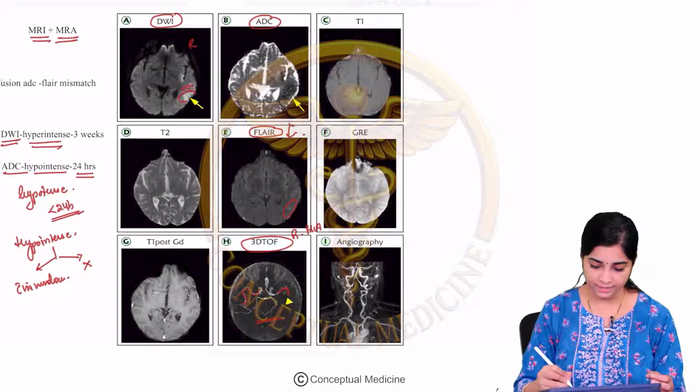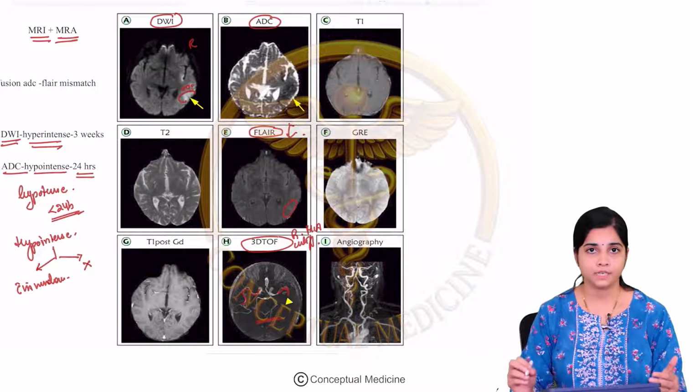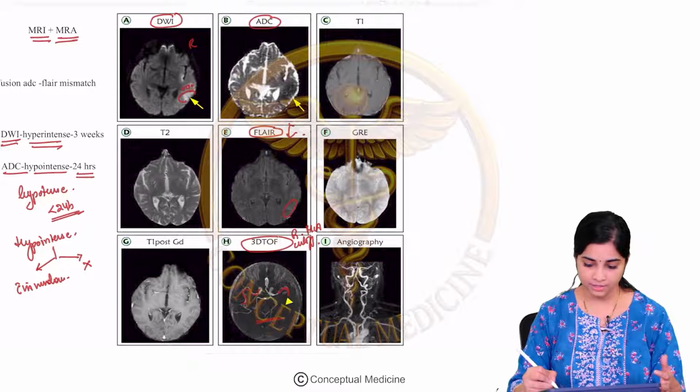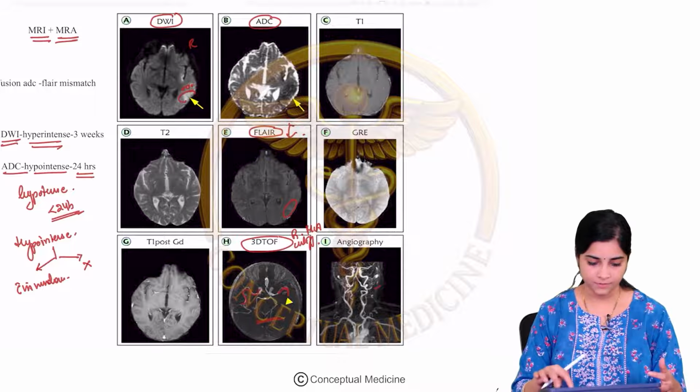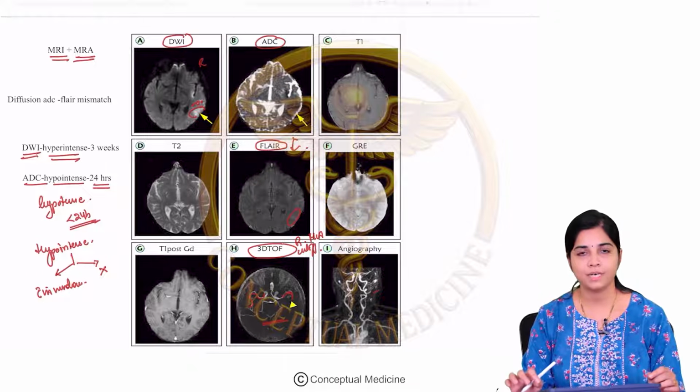This is your right MCA cut off. Can you see that there is no MCA further, right? So this can be used to image. Similarly here the MCA is missing. So this is the basic aim of your MRI and MRA TOF, right?